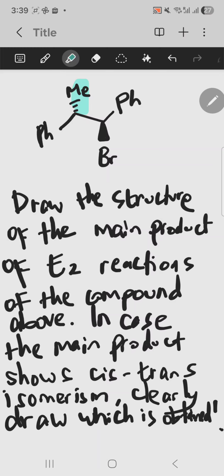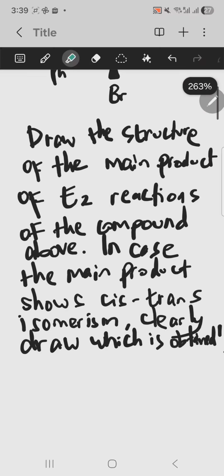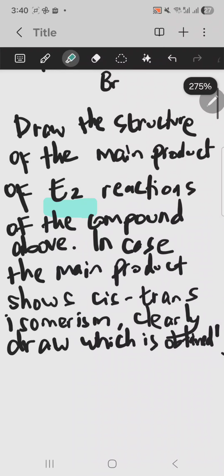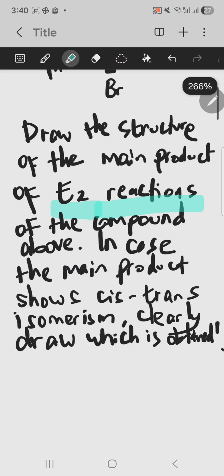The question is this one. Draw the structure of the main product of E2 reaction of the compound above. E2 reaction, okay, please focus on that. And then, in case the main product shows geometric isomerism, clearly draw which is obtained. Here, the focus is about E2 reaction.